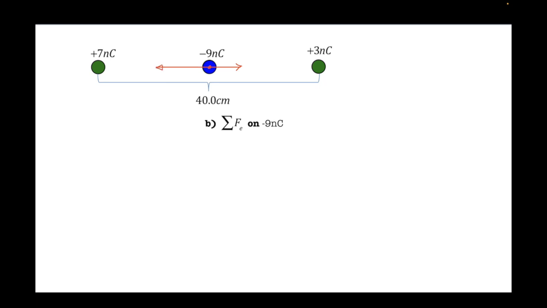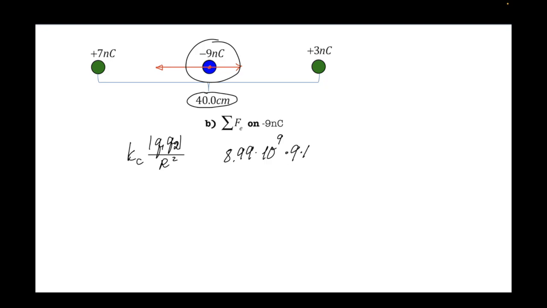Then, to figure out our net force, 899 times 10 to the 9th gives me kc. Then in both cases, I will be multiplying by 9 nanocoulombs. So 9, 10 to the negative 9th. Look at that. We can cancel the two charges. And technically, because they're both 0.2 meters away from the middle charge, it's going to be over 0.2 squared, or you can go straight to 0.04. And then inside I have 7 minus 3 times 10 to the negative 9, because both of them are nanocoulombs.